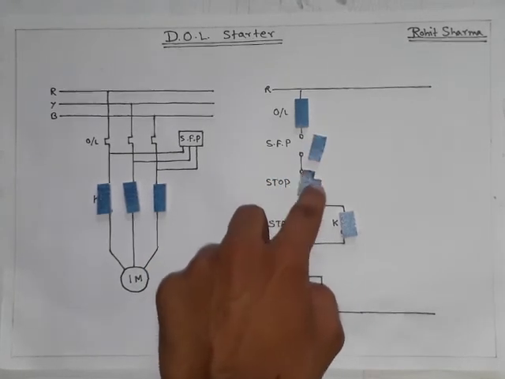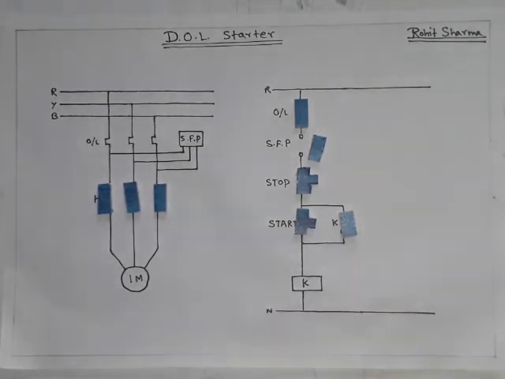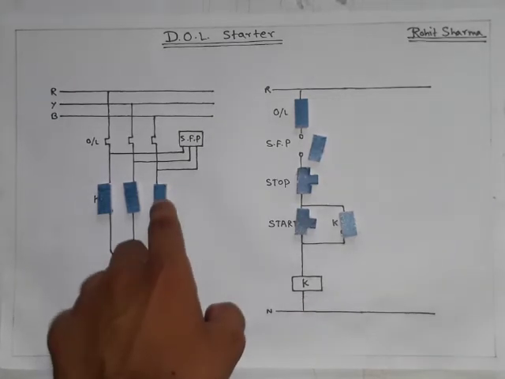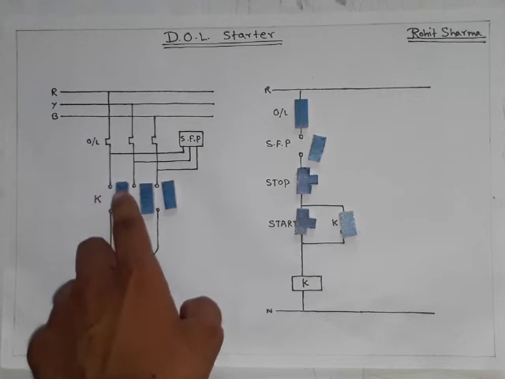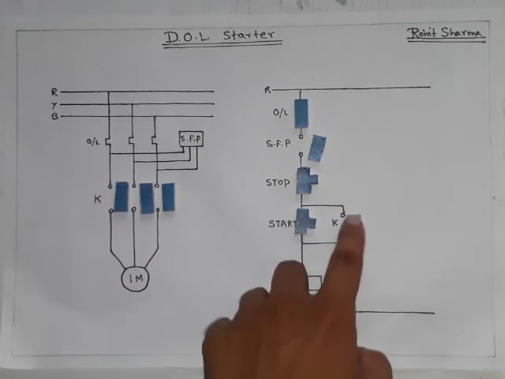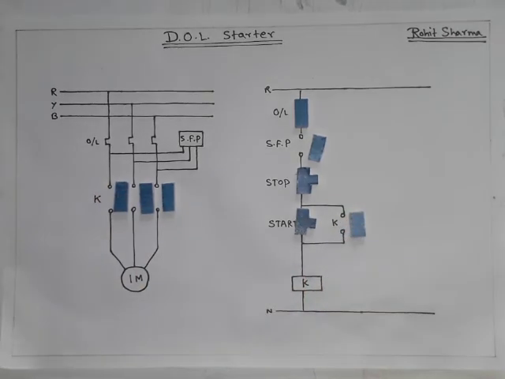What has happened? It has disconnected the circuit. So what will happen? The contactor will be de-energized and these contacts will again become NO, normally open, and the motor will come to rest. In this way the motor gets protected from single phasing.